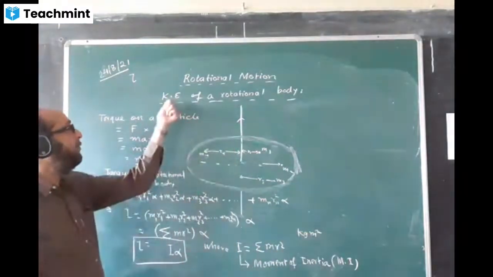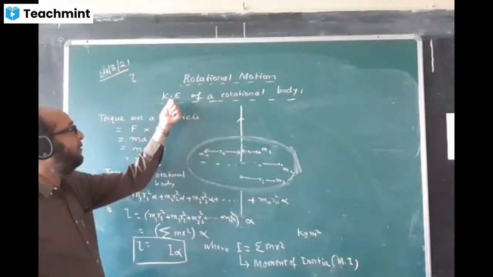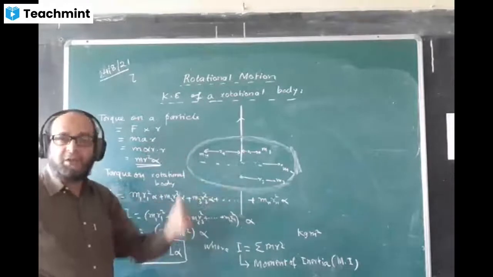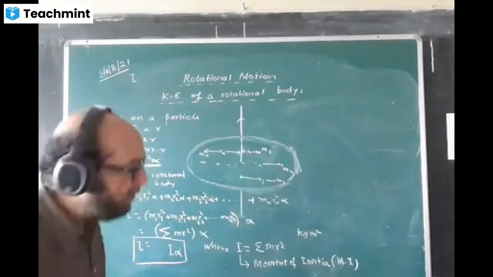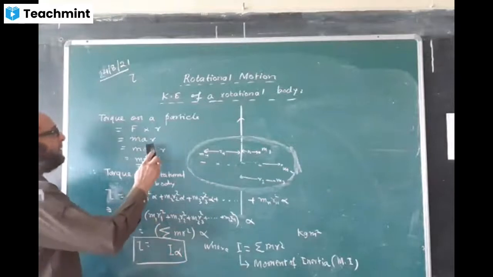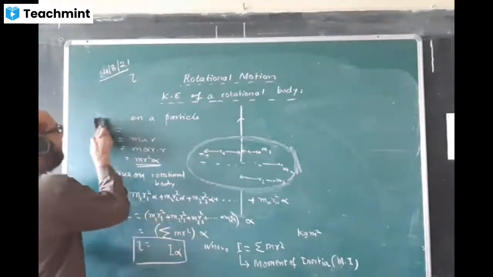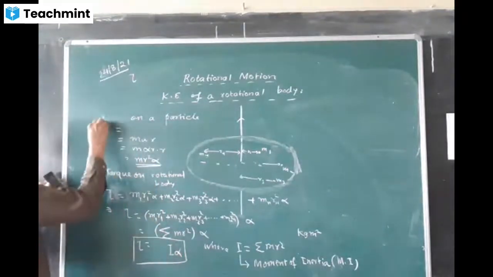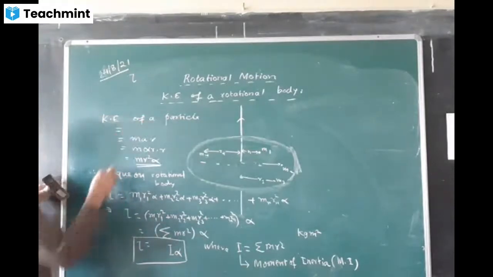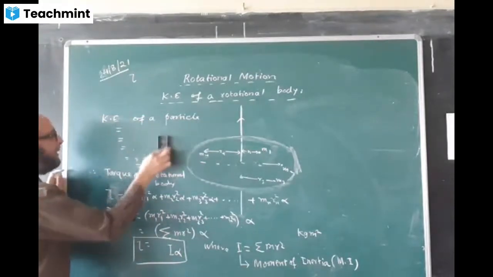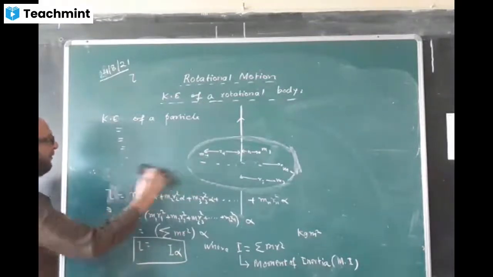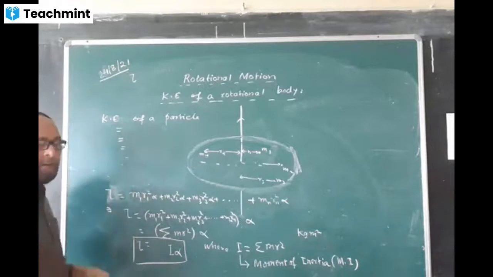Okay, now we are doing kinetic energy of a rotational body. The diagram remains the same; for all the derivations of expressions, the diagram does not change. Here we will first write the kinetic energy of a single particle. Let us find the kinetic energy of a particle.